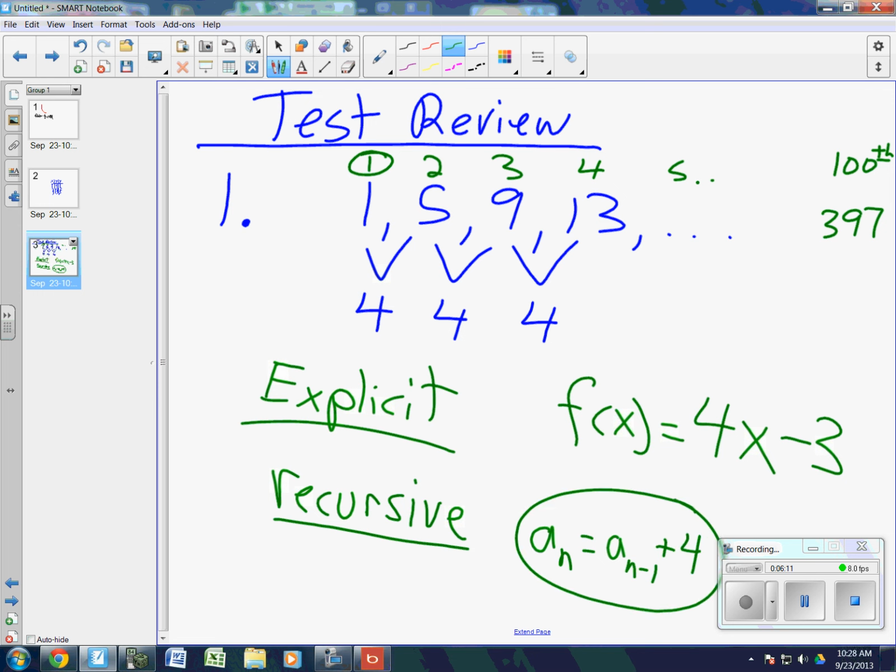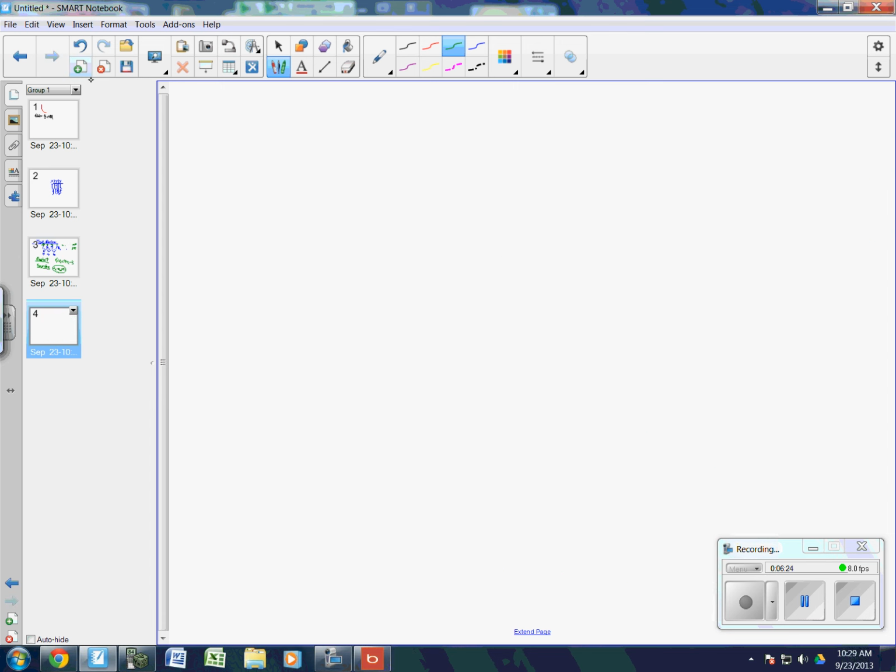So you always have to remember, in a recursive formula, you have to have the previous term. And then what is it you're going to do to the previous term to get the next term? You guys think you can do that? Okay, everybody go to number 1 on quadratics.